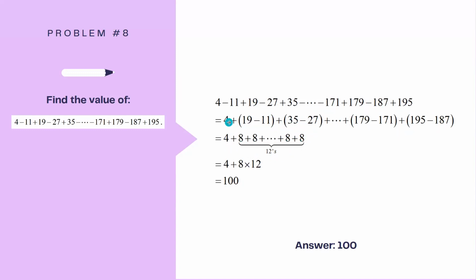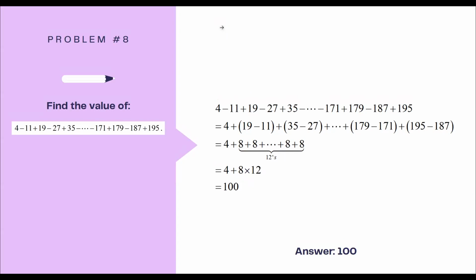For this technique, we can easily evaluate compared to manually evaluating this one. So just simply 12 times 8, then plus 4. So we have an answer of 100. Yeah, the answer is 100.